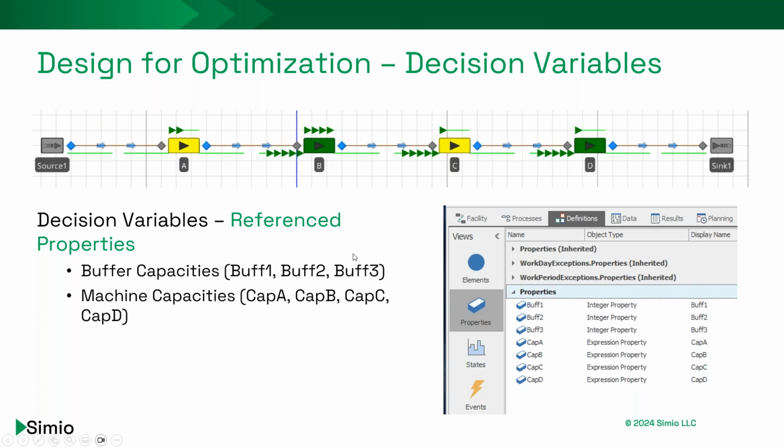And you can see I've defined those as reference properties. We're going to see this in Simio here in just a second, but that's the first concept of our design for optimization: to identify the decision variables and then use reference properties for those decision variables.